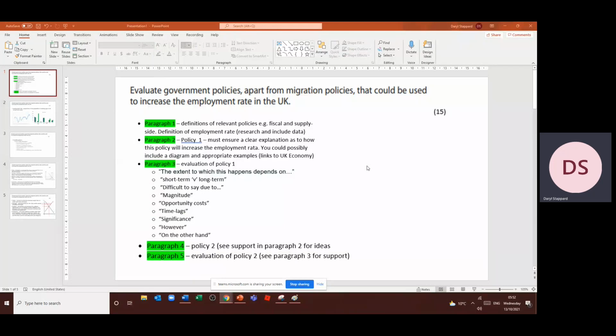This week, the question that I've chosen is this one: evaluate government policies apart from migration policies that could be used to increase the employment rate in the UK.